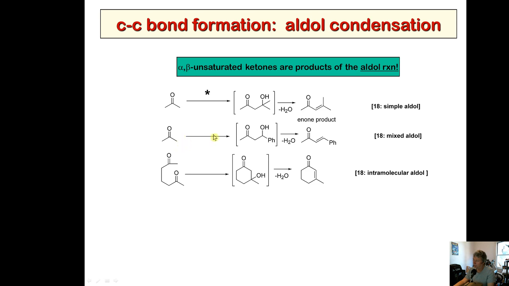And what if you're reacting a ketone with another ketone or maybe another aldehyde or something like that? What would that be called? The first is a simple aldol. The second one is called a mixed aldol. And in this case, you've got to figure out what the other piece is. You can use basic arithmetic.